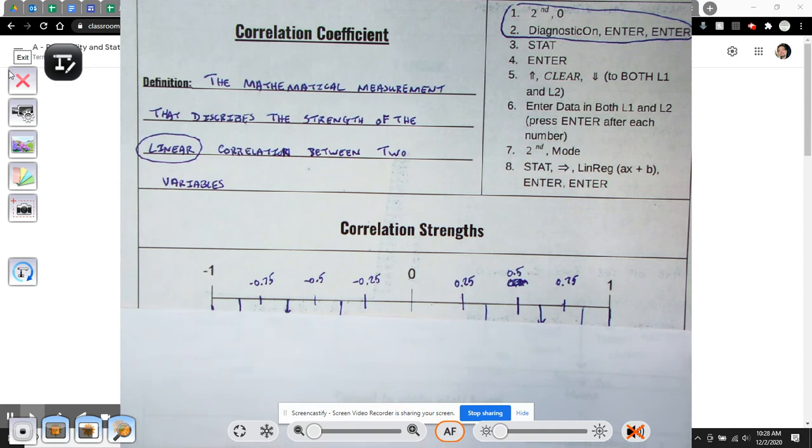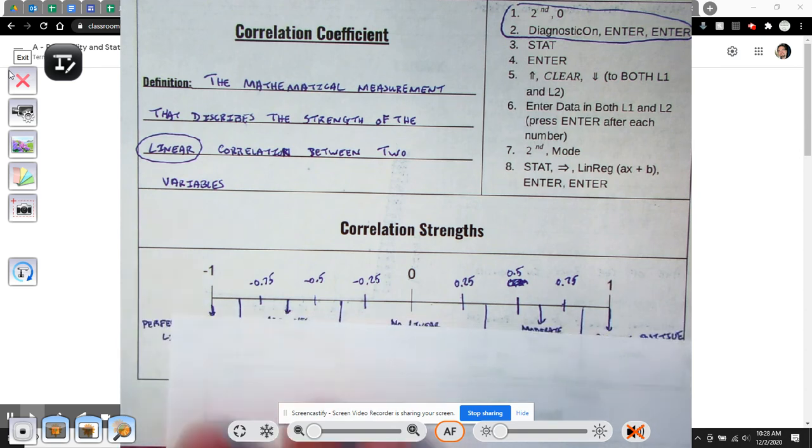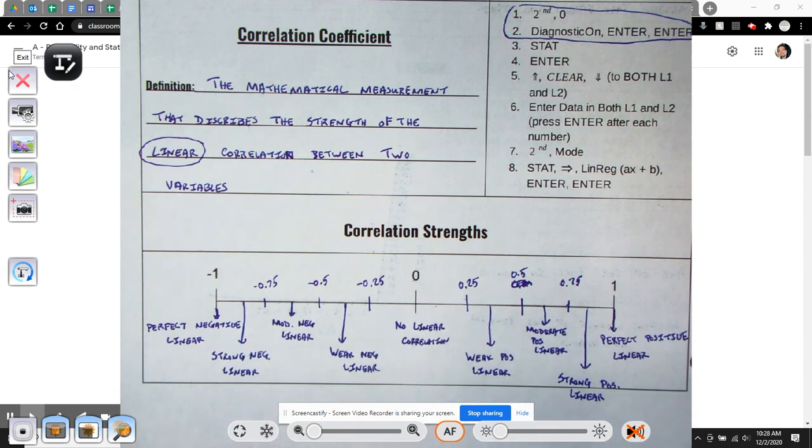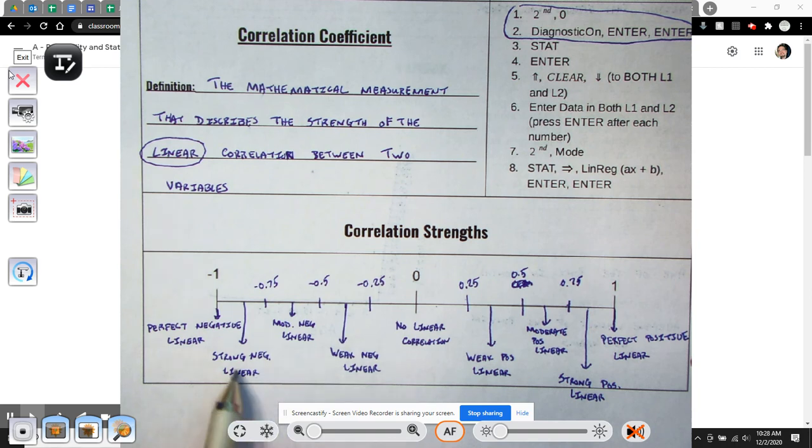If the number that the calculator spits out is equal to -1, that is what we call a perfect negative linear correlation. It perfectly forms a line. So if it's equal to -1, it's a perfect negative linear correlation. If it is between -0.75 and -1, we call it a strong negative linear correlation. Negative because it is a negative number, and also the graph looks like it is going down.